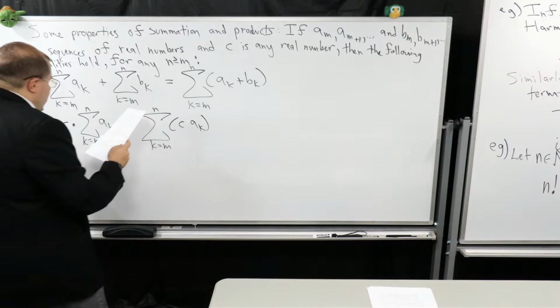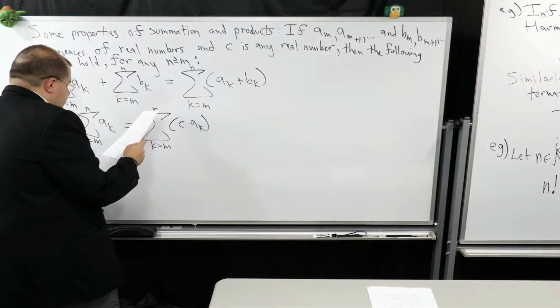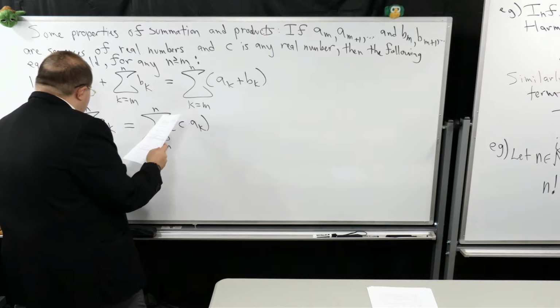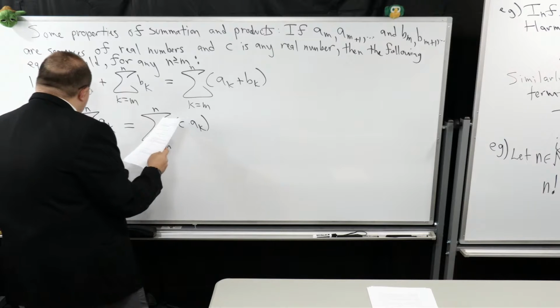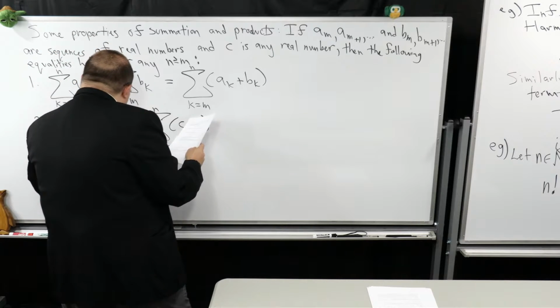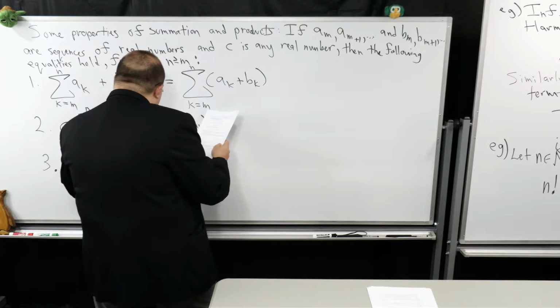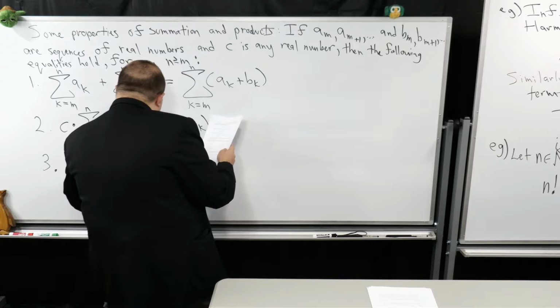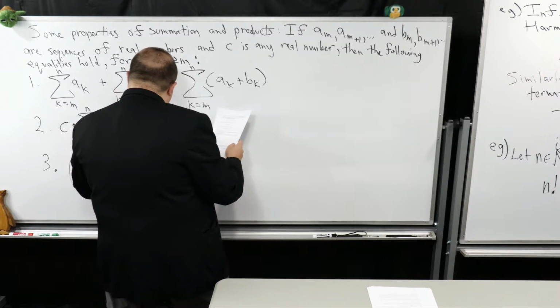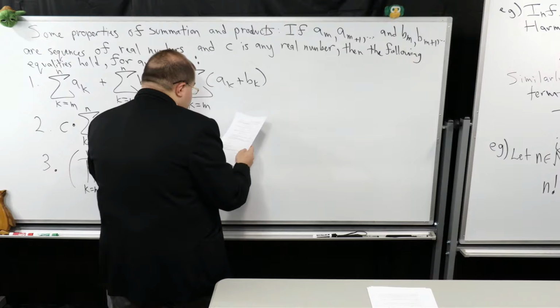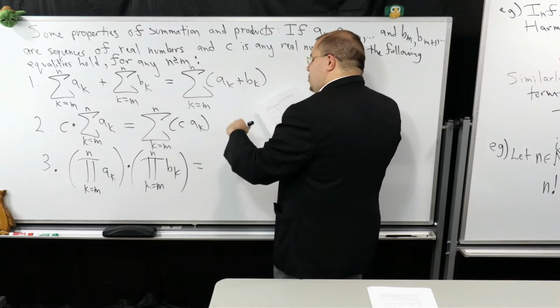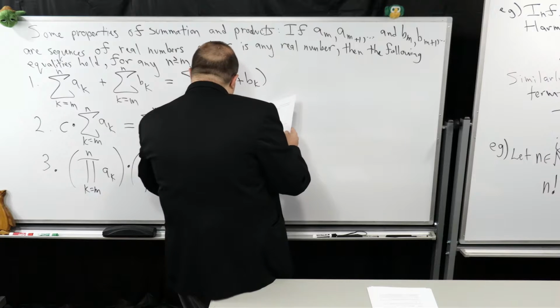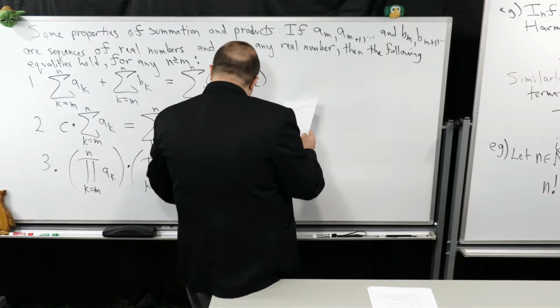Third one, this is one involving products. So if I give you a product such as this, and I'm multiplying it by another product like this, it's going to be very similar to number one, except it's going to be carrying over multiplication. So it's going to have a product.